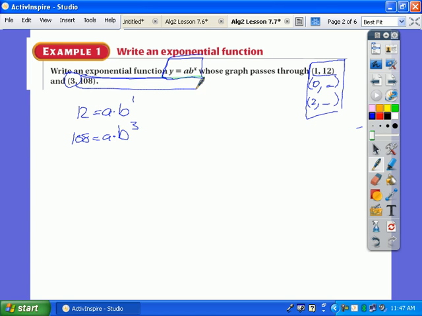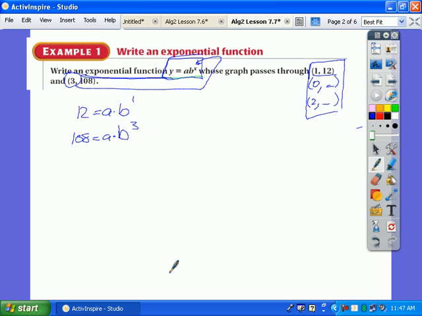So what is that called? I have 2 equations with 2 variables. What do we call that in mathematics? We saw these earlier in the year. This is a system of equations. It's not linear. So what? This is a system of equations.